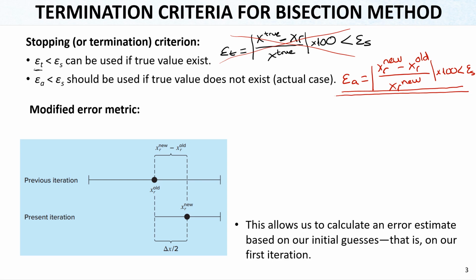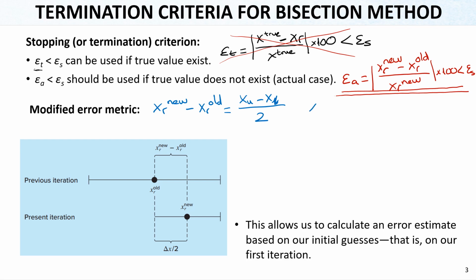So we can also modify this error to get a modified error metric. For that, we first identify the difference XR new minus XR old. If you remember, we determine upper and lower bounds, and XR new minus XR old is actually known as XU minus XL divided by 2.